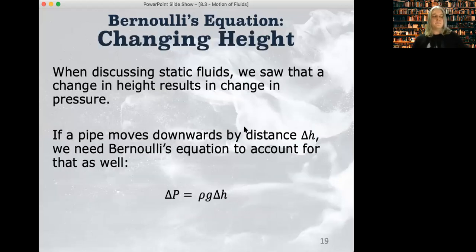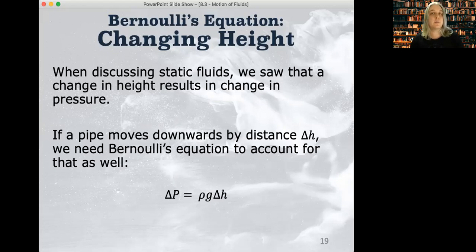Right. So the next thing we're going to think about is changing height. We just talked about changing the dimensions, right? Now we're going to say what happens if we change our height. So we've got a pipe, and it's flowing along, and then suddenly it drops down by a meter or some drop. What's that going to do to our fluid? Is the pressure going to change there?